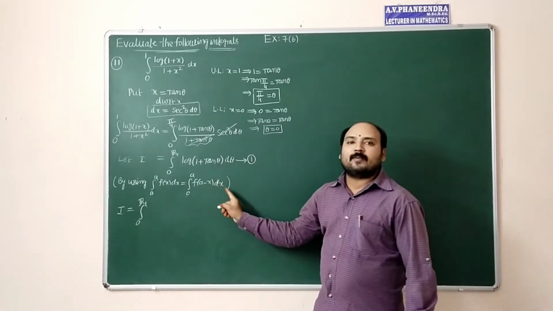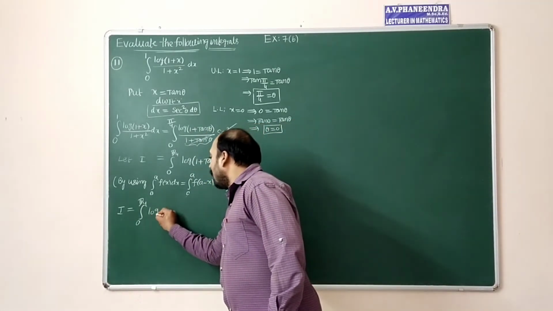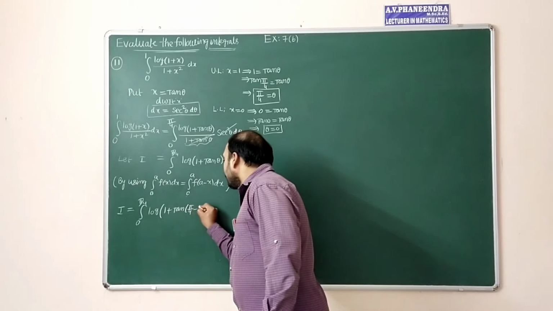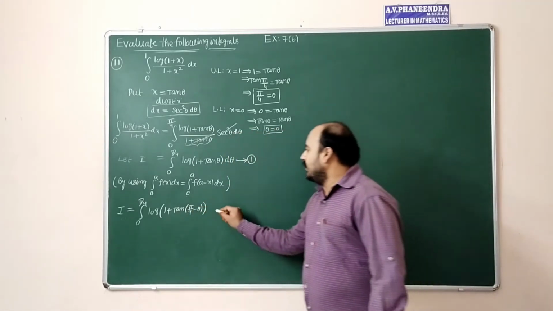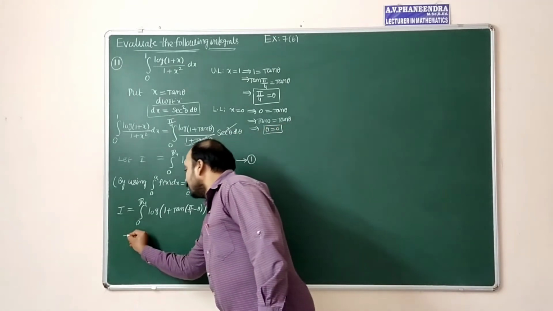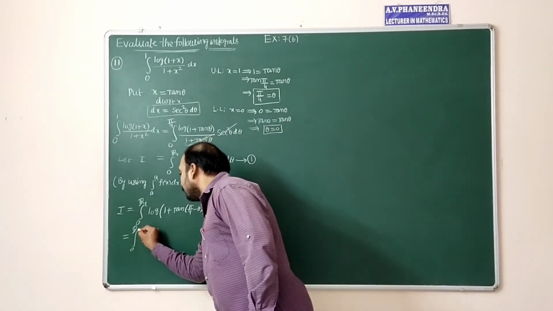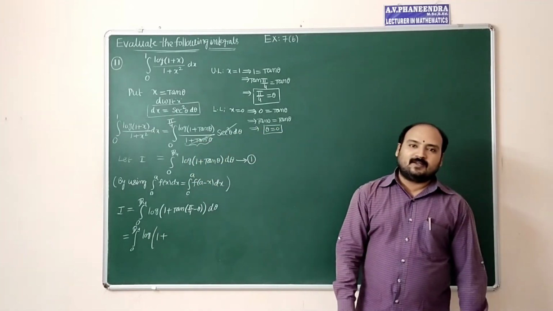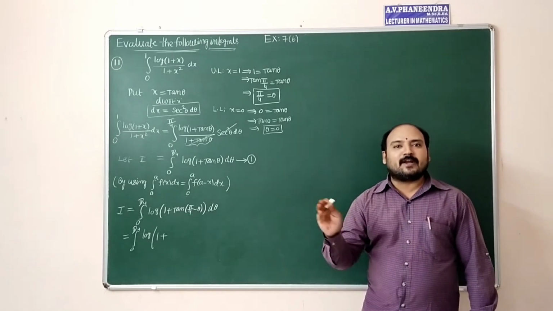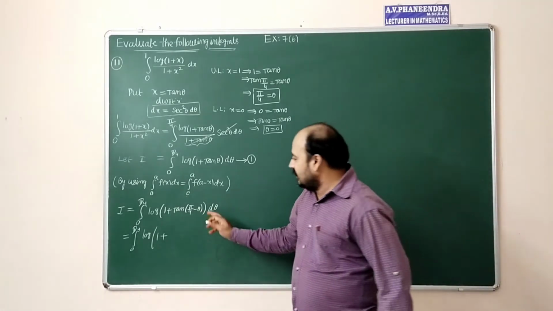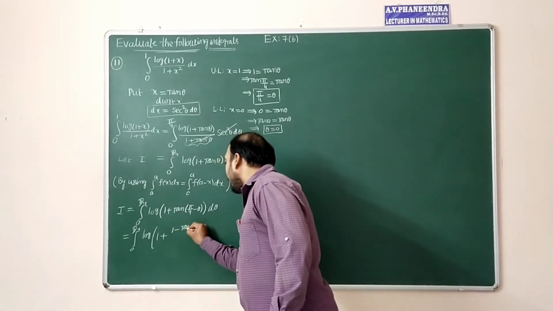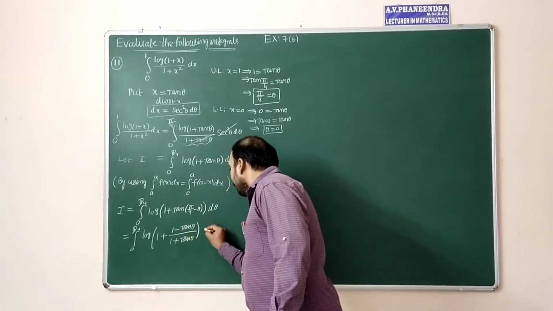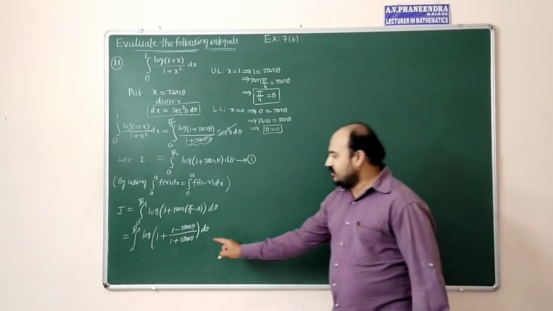Wherever theta is there, write pi by 4 minus theta. So log of 1 plus tan of (pi by 4 minus theta) into d theta, which is equal to integral 0 to pi by 4 of log of 1 plus tan of (pi by 4 minus a), that is (1 minus tan theta) by (1 plus tan theta). In place of a, theta is there here. That is the reason we get 1 minus tan theta divided by 1 plus tan theta into d theta. Now take LCM.